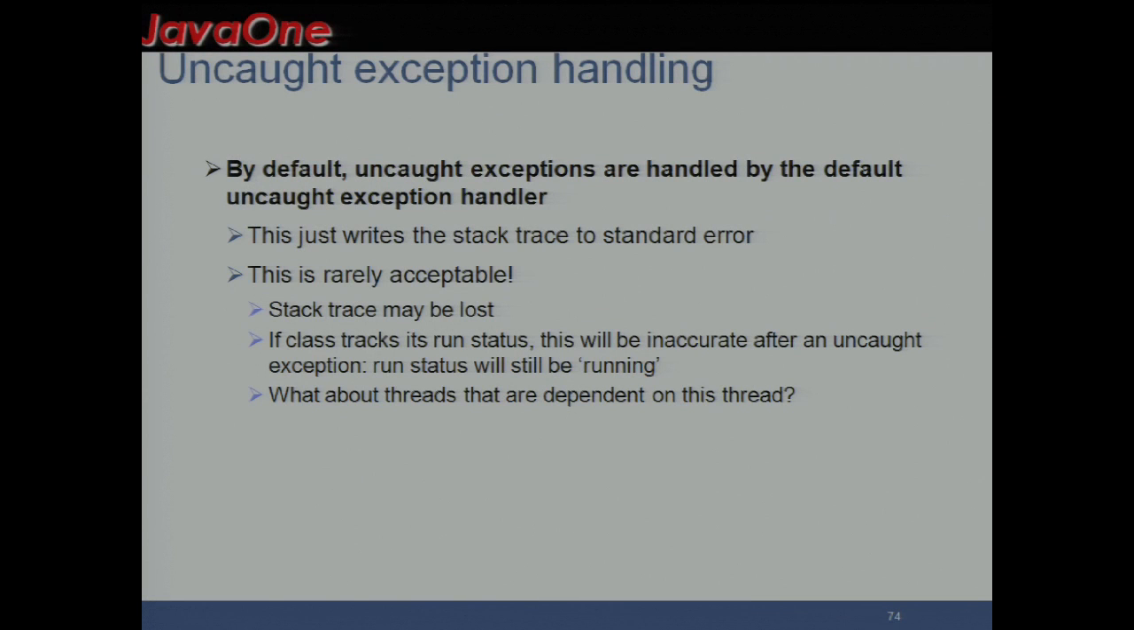So by default, if you don't do anything, your uncaught exceptions are handled by the default uncaught exception handler. And all that does is write a stack trace to standard error. So that's rarely what you want, right? The stack trace may get lost, and if you did have your classes tracking your run status, it's going to be wrong. It's going to still say it's running because you never had a chance to set it to not running. And then what if you have any other threads that are dependent on that thread? You really just can't do anything. So don't let the default happen to you.